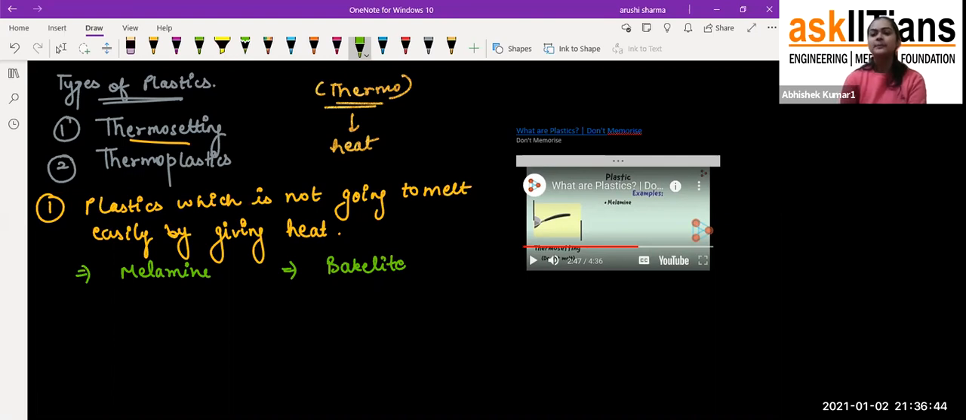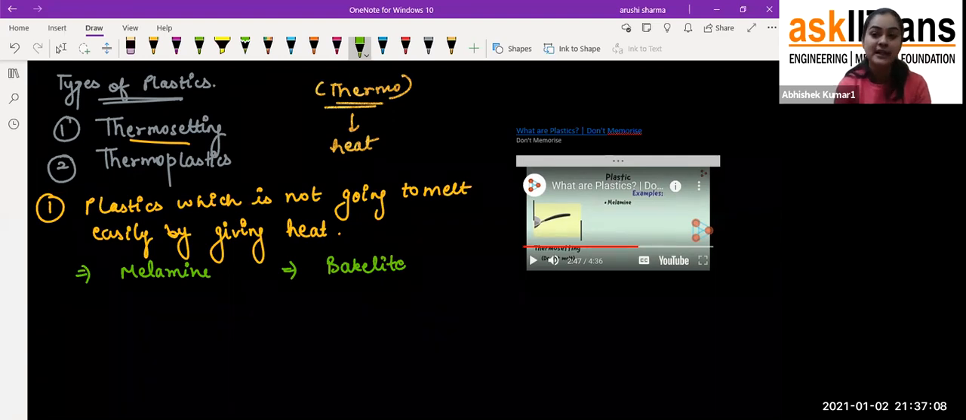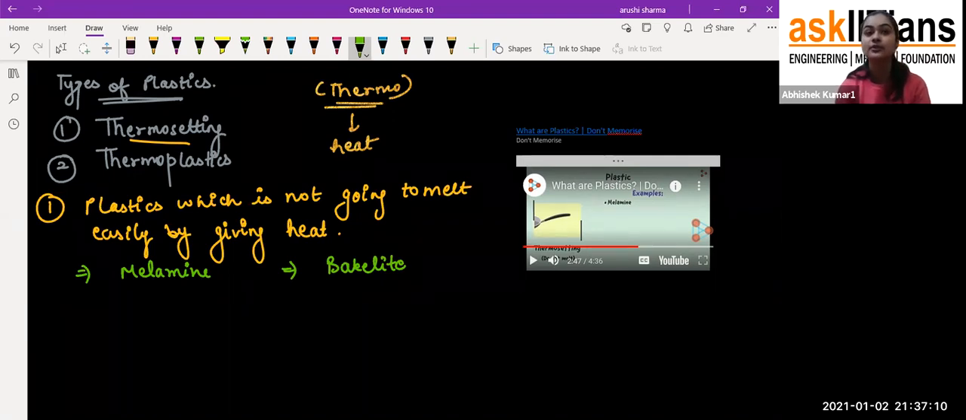Now, coming to one point, can I say that thermosetting plastic can be fire resistant as well? Fire resistant means that if we give it heat, it does not change. So we can say yes, because the melamine type of plastic is generally used for the flooring tiles in our houses. That is how they do not catch fire easily. That means they are fire resistant as well.